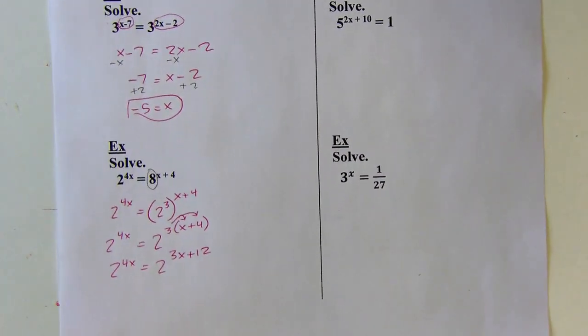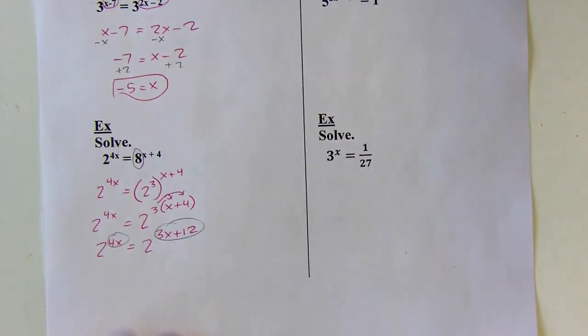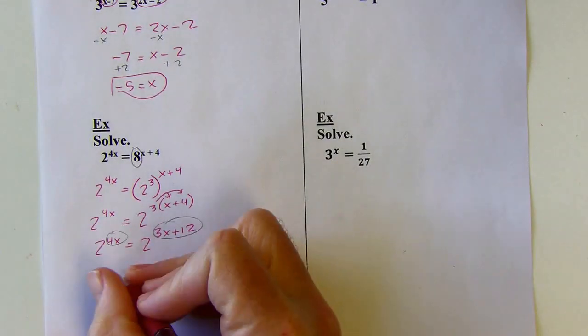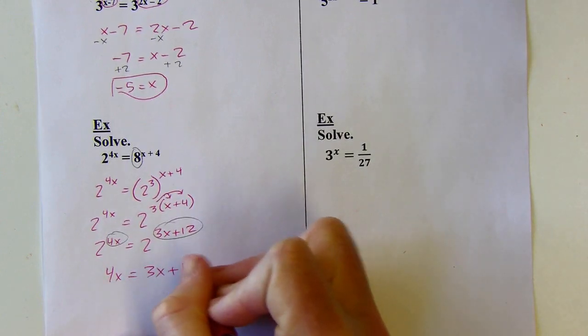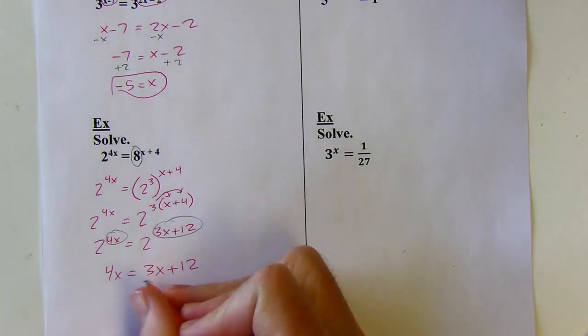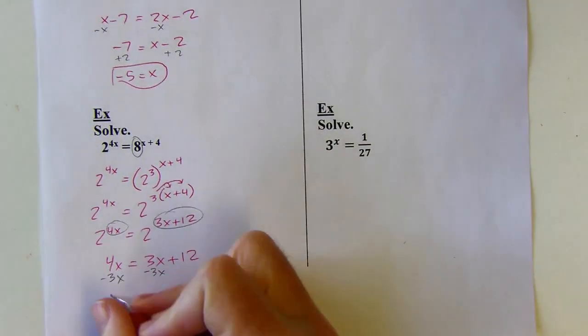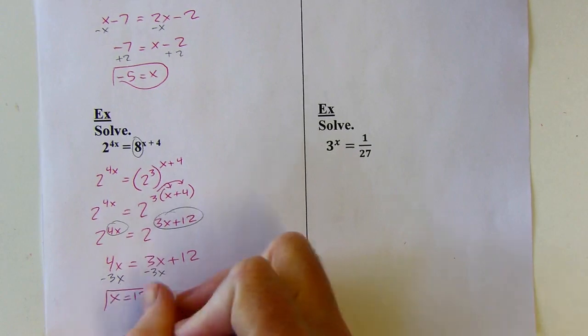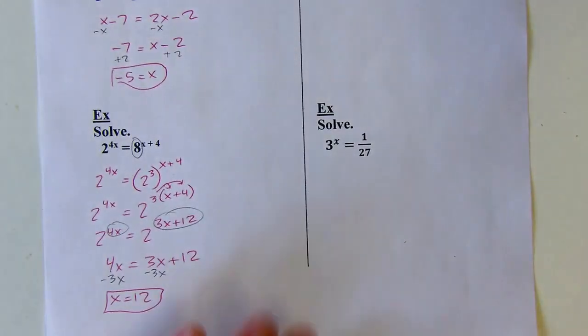Okay? And now I've got the same base, so I can say, okay, these two things have to be equivalent for this equation to balance out. So 4x must equal 3x plus 12, and I can solve that just by subtracting 3x from both sides, and x is going to equal 12. Okay? So I rewrote the 8 as 2 to the third and proceeded from there.